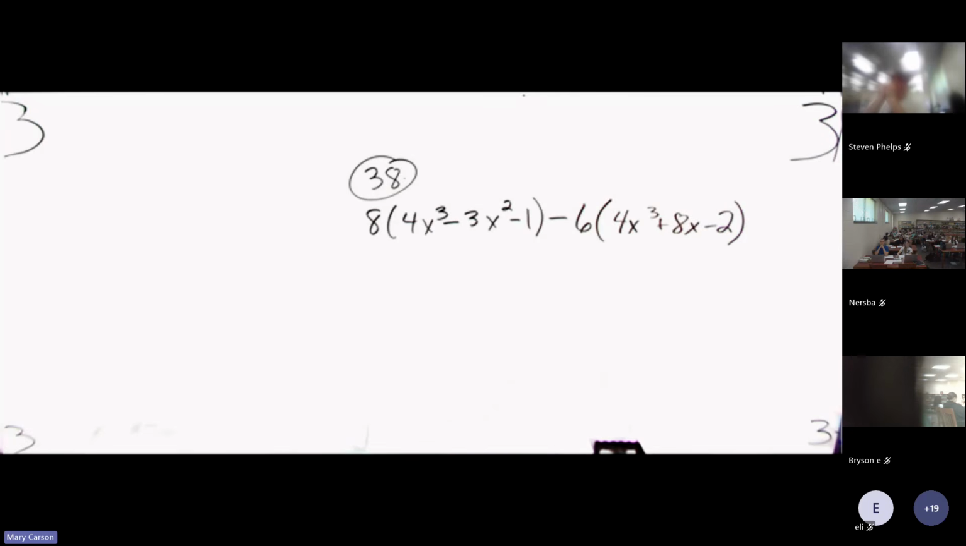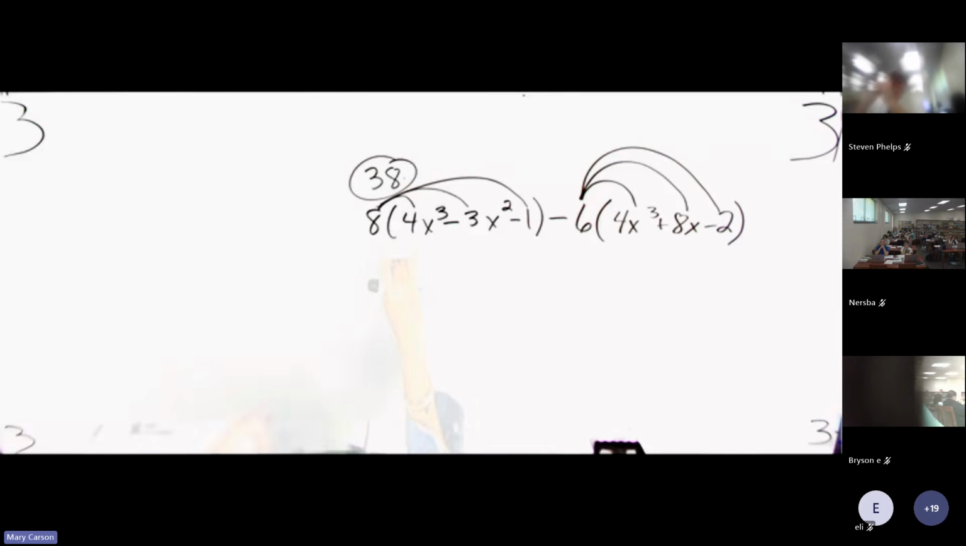All right, so this problem, we have 8 times 4x cubed minus 3x squared minus 1, minus 6 times 4x cubed plus 8x minus 2. You have a number, this 8, on the outside, and you're going to have to distribute it to each term first before any combining like terms. The same thing for this -6: it has to go to the 4x cubed, the 8x, and the -2. So be careful with that, okay?